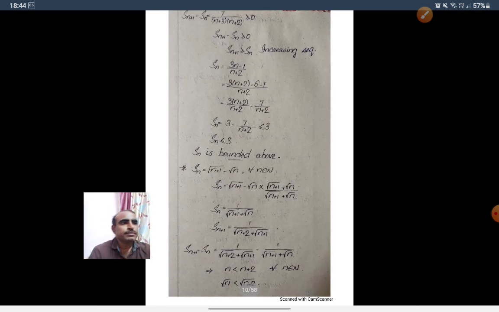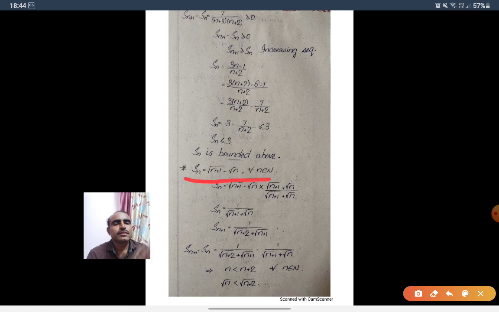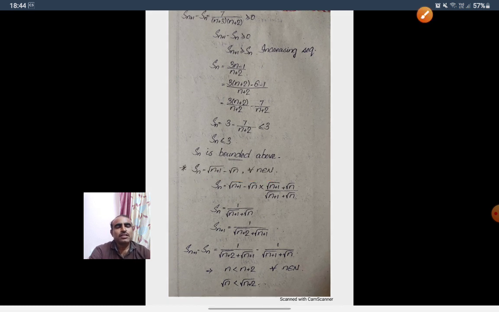See this example. Sn equals root(n+1) minus root n. Is it increasing or decreasing? Is it bounded or not? Rationalize this. I write Sn equals 1 by (root(n+1) plus root n). Sn+1 is 1 by (root(n+2) plus root(n+1)).